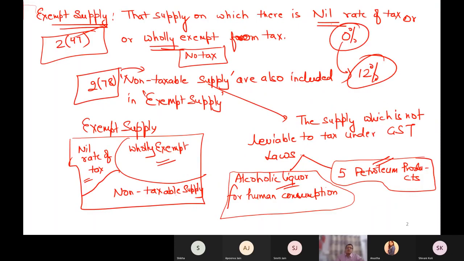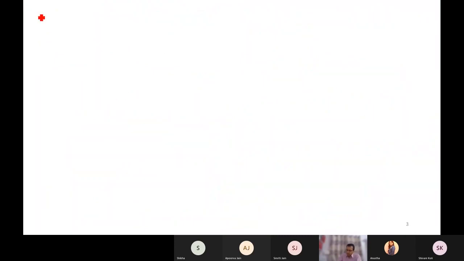Before that, I wanted to discuss with you the definition or meaning of exempt supply and non-taxable supply, because if any numerical question comes, some figures are there and the question asks you to compute the value of exempt supply, then this definition of course will help. Section 2 clause 47 and 2 clause 78. Now I am starting my main discussion.